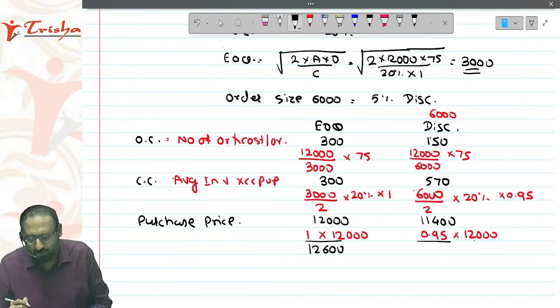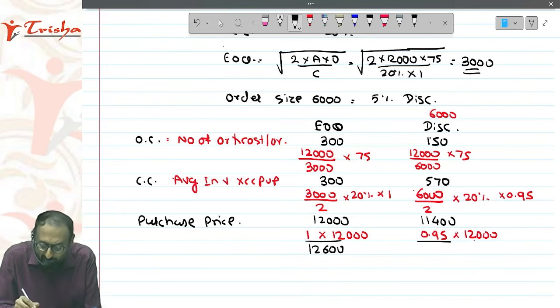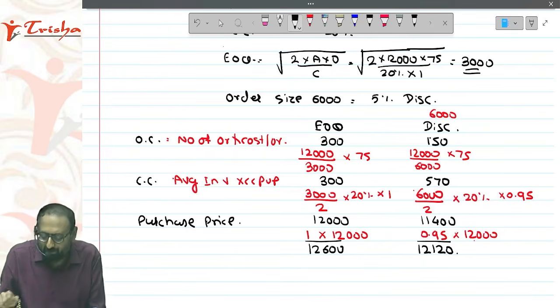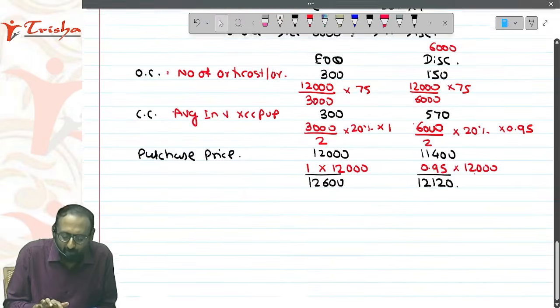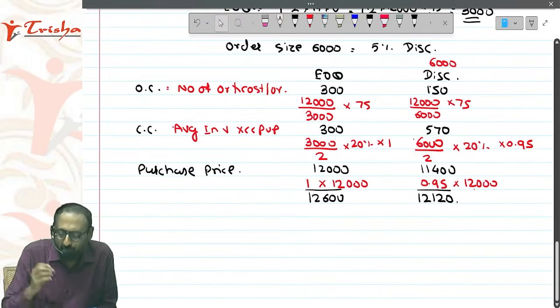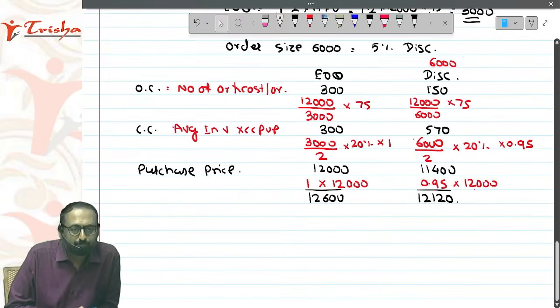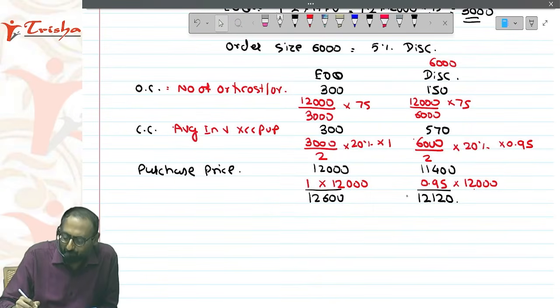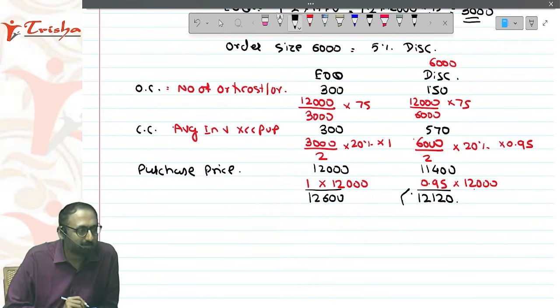Under discount policy, what will be the total cost? Can you please tell me, guys? 12,120. Now please tell me which policy should be followed. Economic order policy should be followed, or discount policy is followed? Discount policy should be followed, because your total cost is lower here, correct?